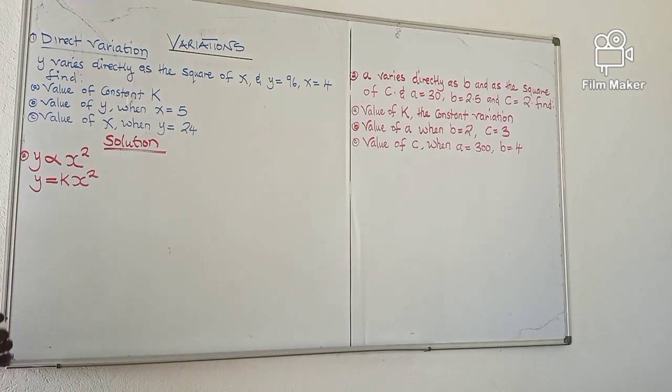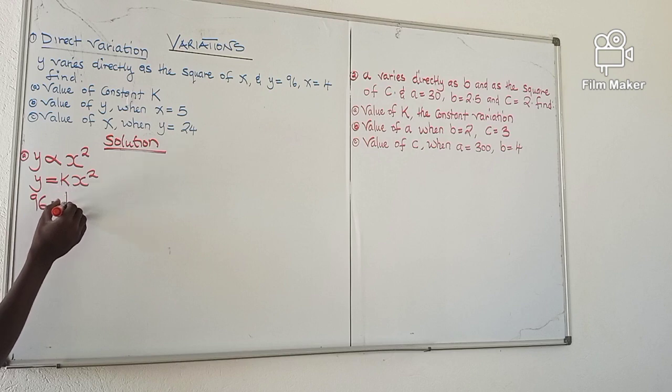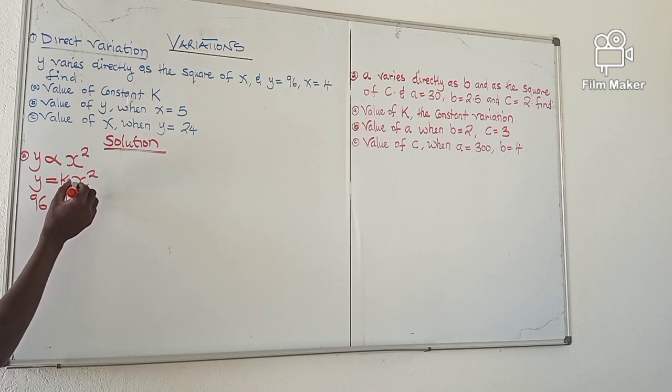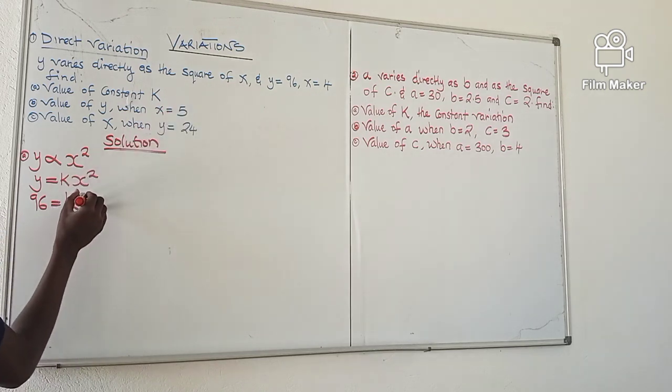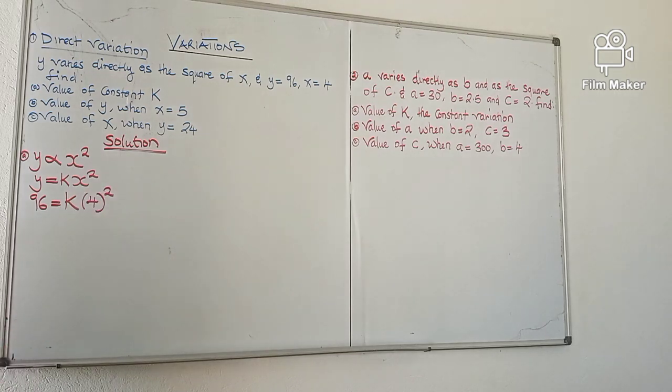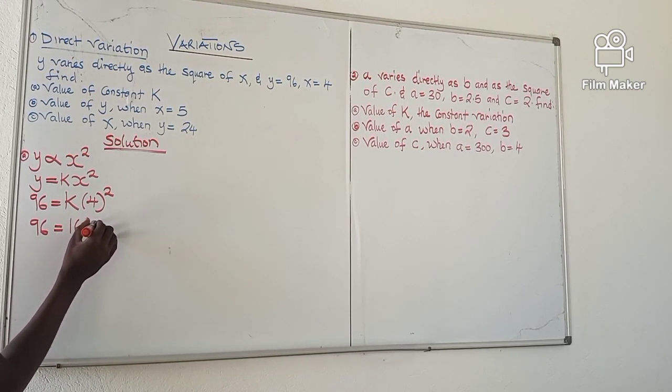From here, we're going to replace with what we have been given in the question. They are telling us that y is equal to 96. The k we don't know because it's what we are finding. And x is 4, so put 4 there, squared. So 96 will be equal to 4 squared, which is 4 times 4, that is 16, and 16 times k gives 16k.